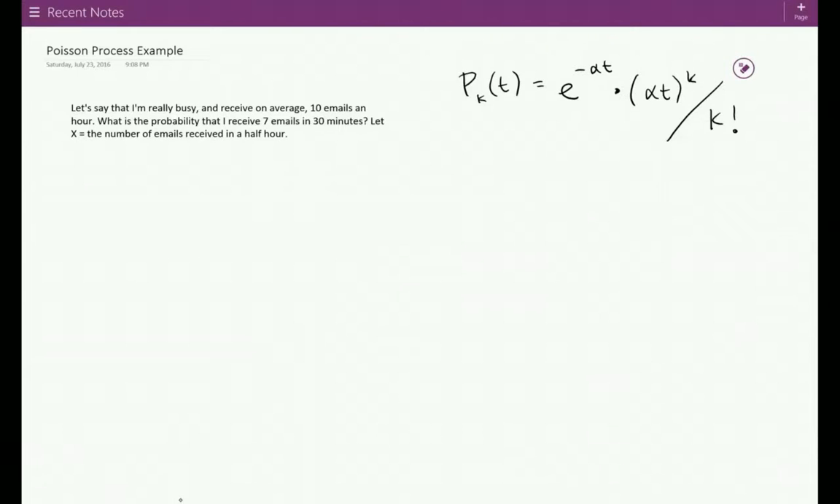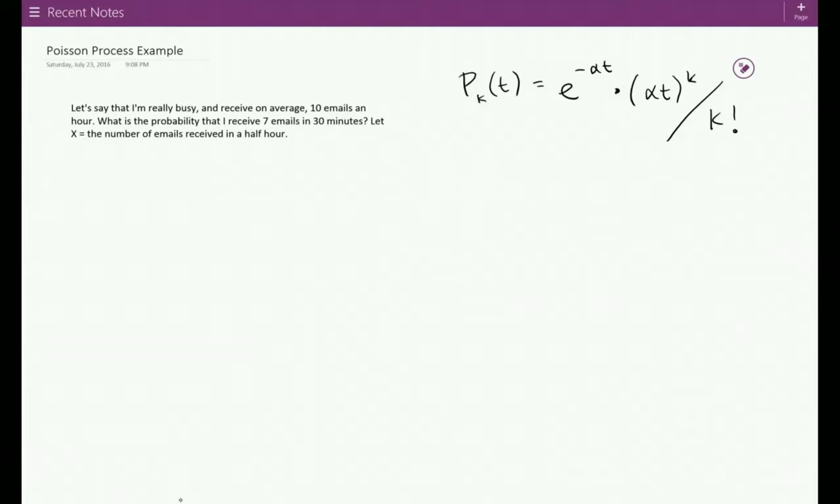An example of a Poisson process problem may look something like this. Let's say that I'm very busy and receive on average 10 emails an hour. What is the probability that I receive 7 emails in 30 minutes? Let x equal the number of emails received in a half hour.